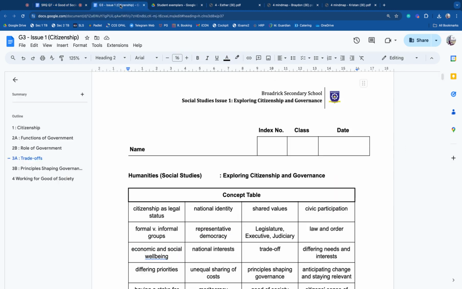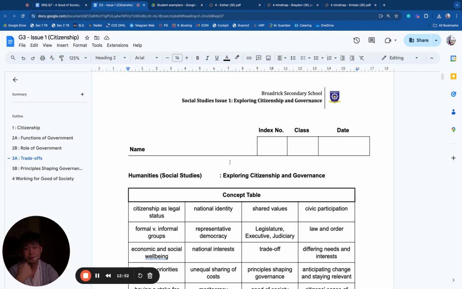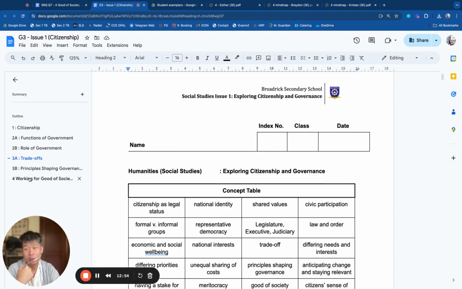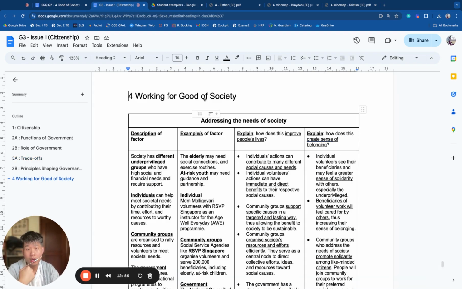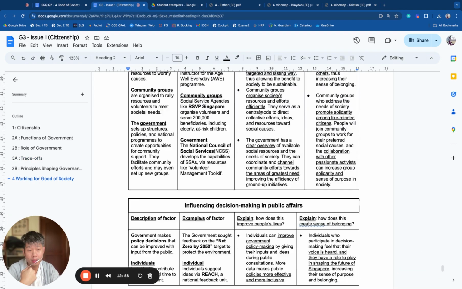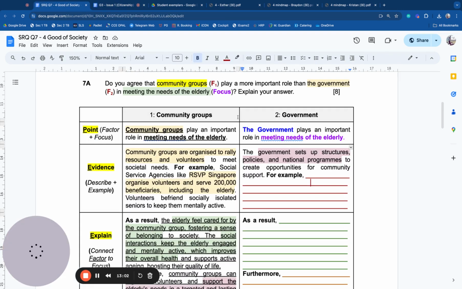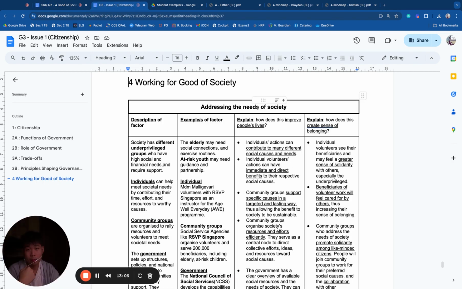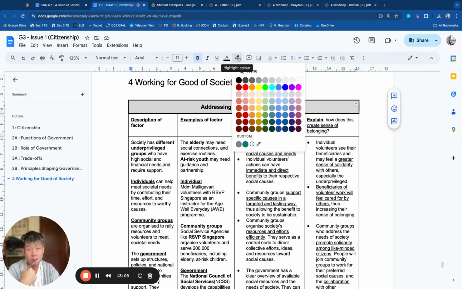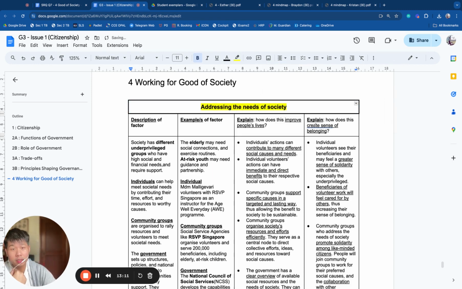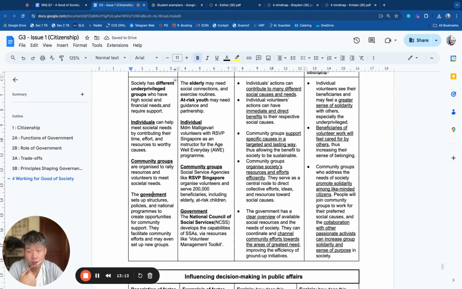Let's look for an example. So we are now in your essay notes. I'm going to bounce to the part about chapter 4, working for the good of society. This is on page 14. And because I want the needs of the elderly, that will be part under the needs of society. So please highlight this table, the needs of society. And I want the government. So the government is here.